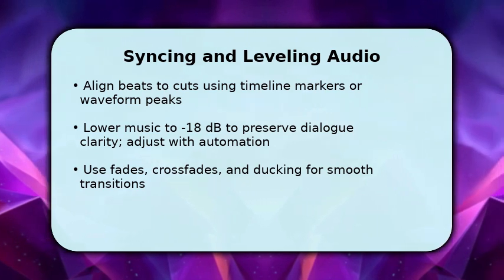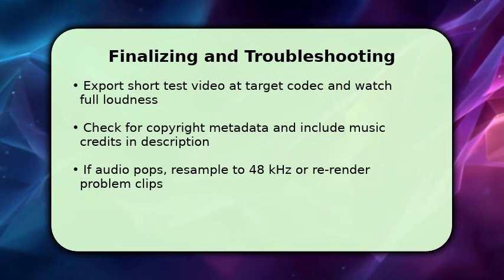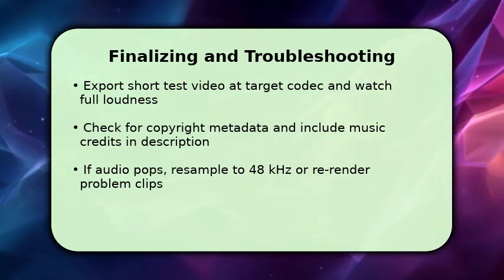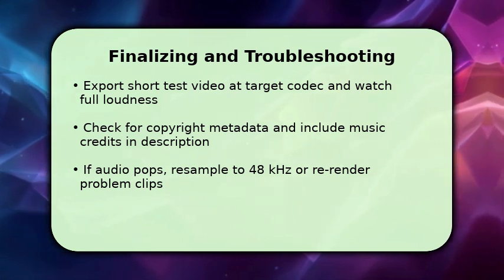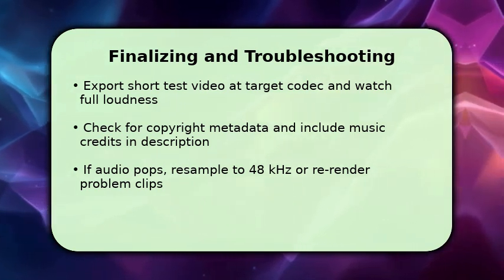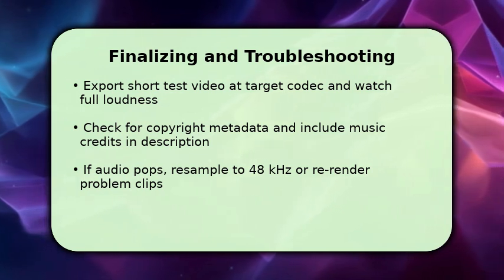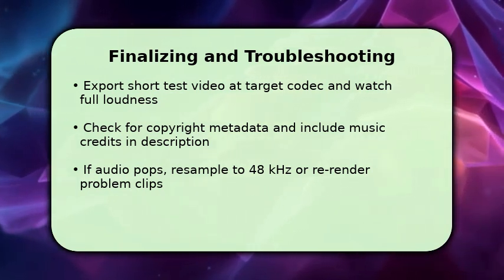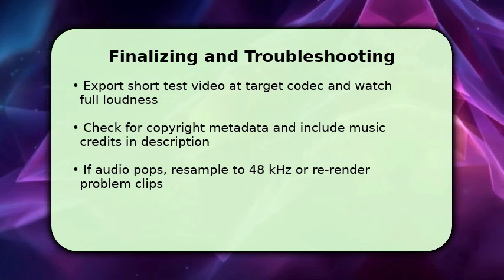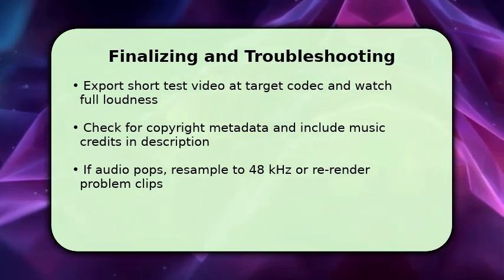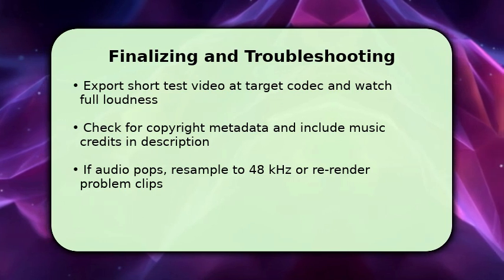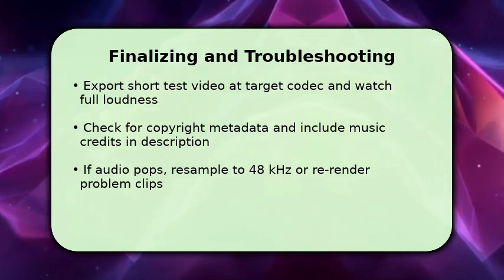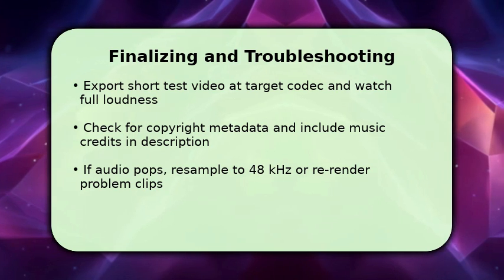You finish by exporting a short test render with the final codec and watch full scenes to check balance and pacing. Once done, confirm final loudness meets platform norms and add music credits in the description to document licensing. If you notice issues like popping, clipping, or inconsistent levels, resample problem clips to 48 kHz, apply a gentle limiter, or re-render the offending music segment. Make sure to save a final backup and keep the project organized.